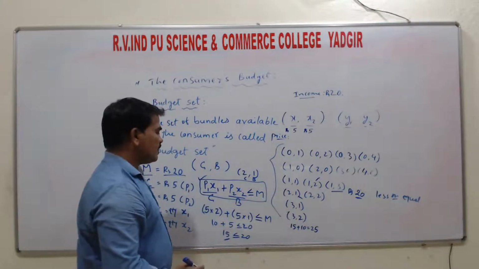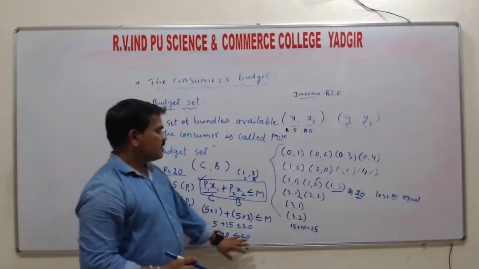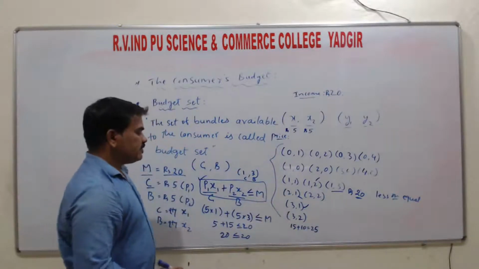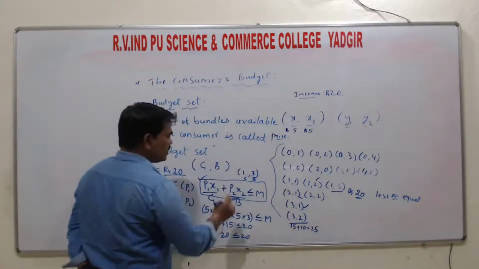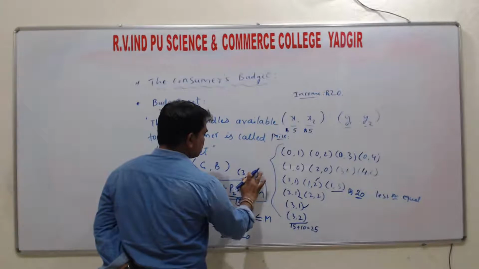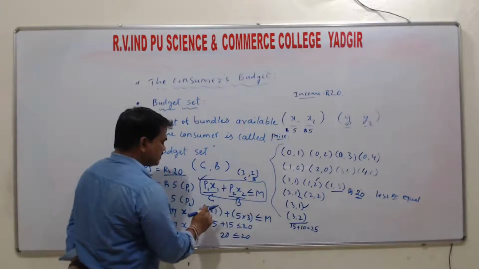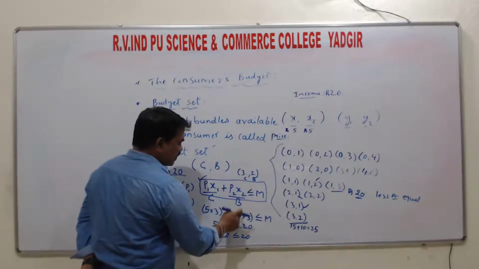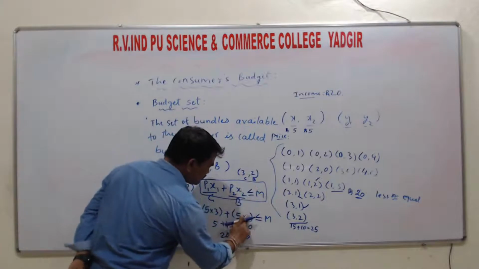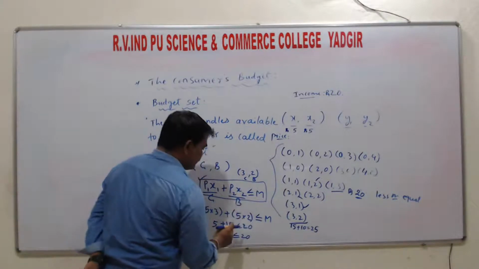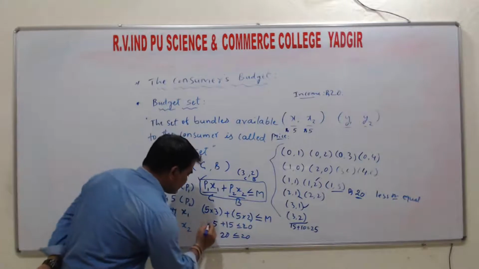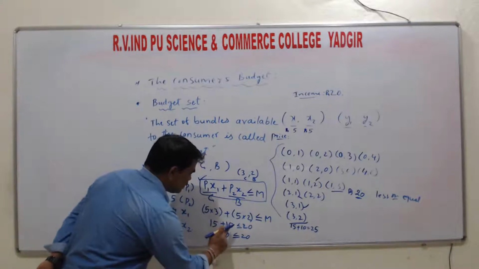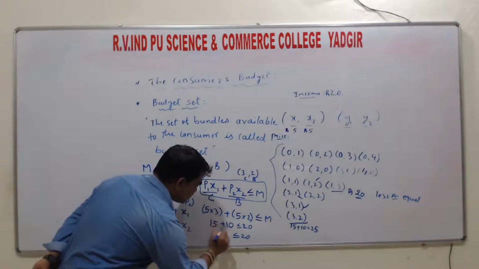Correct? Now I will take this case, even he can select this bundle as well. He can afford this bundle. We will take this last one, 3 and 2. 3 chocolates. The quantity is 3, the price of chocolate is 5, the quantity of biscuit is 2, and the biscuit price is the same. So 5 3s are 15, 5 2s are 10. Correct? The total of these two products is 25.